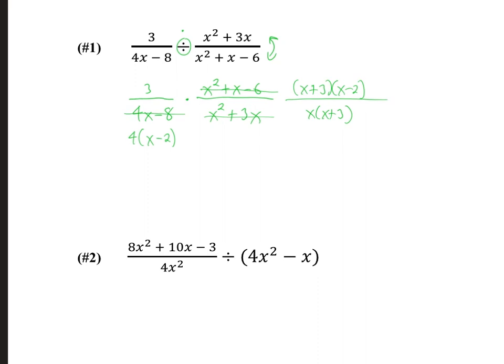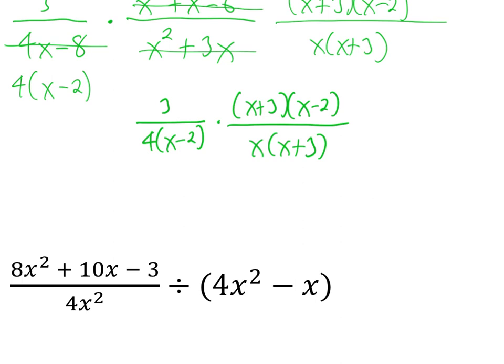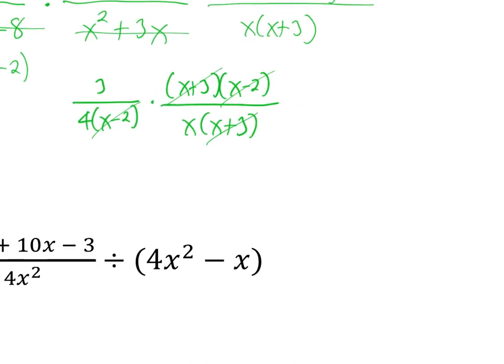Okay, yeah, that's fine. All right, so let's rewrite what we have here. We have 3 over 4 times x minus 2, times x plus 3 times x minus 2 over x times x plus 3. All right, we have them all factored now, and now we're going to multiply across and cancel things that are in common vertically or diagonally. What's going to reduce here? Well, the x plus 3's are going to cancel, and the x minus 2's are going to cancel. Now I can just multiply straight across, so 3 times 1 is going to be 3 on top, and 4 times x is going to be 4x.